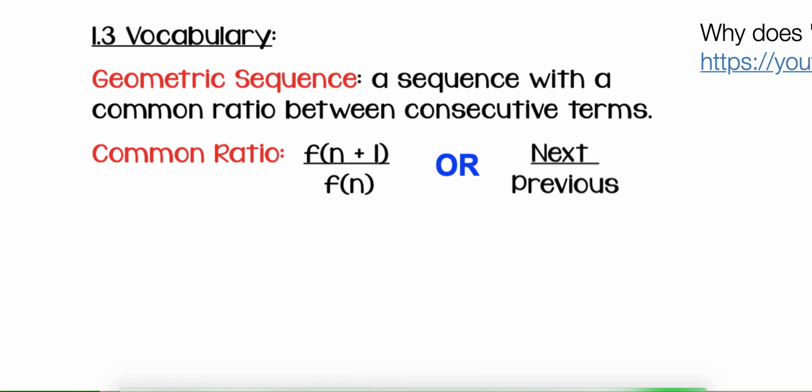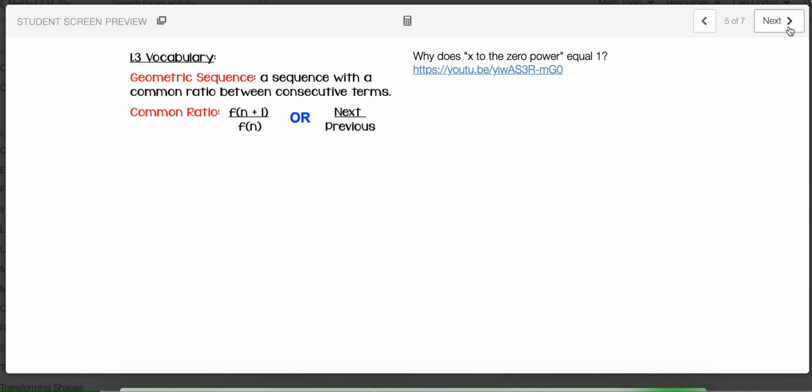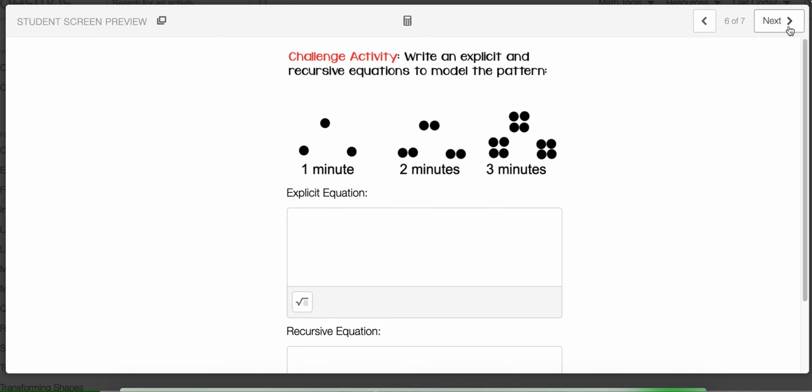This video explains why we end up with 1 if our exponent's equal to 0. I'll put that in the description.